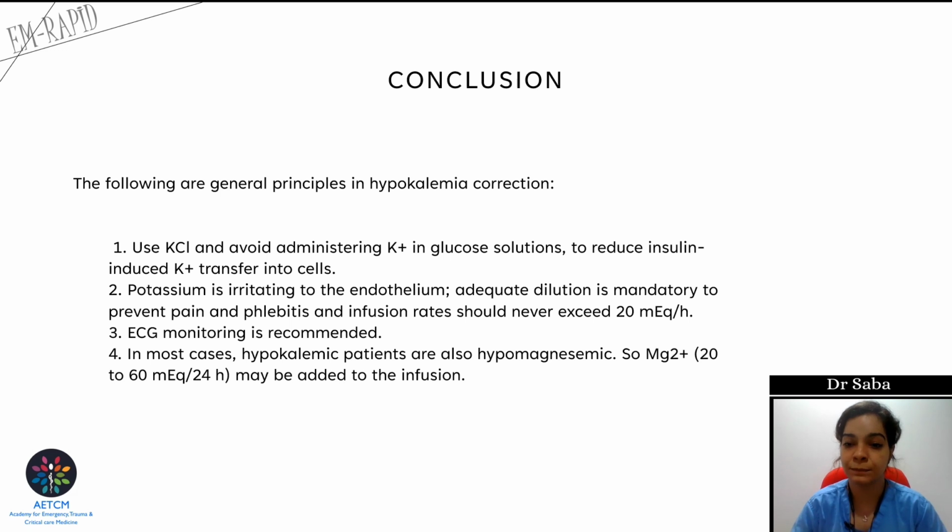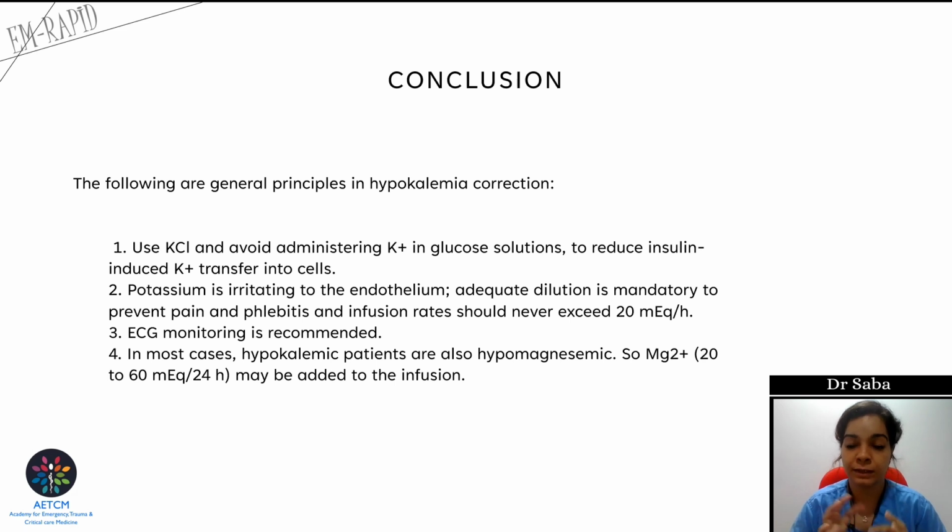But if the urinary potassium level is more than 20 milliequivalents per liter, then renal loss will be the major etiology as to why the patient had hypokalemia. So once we diagnose and find out the etiology behind hypokalemia, we treat the patient with potassium replacement.